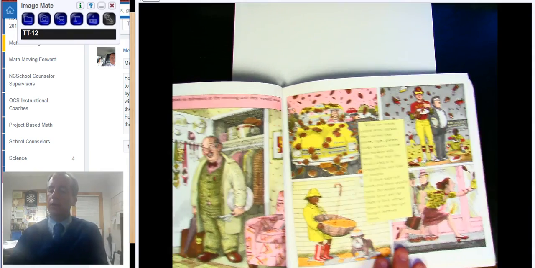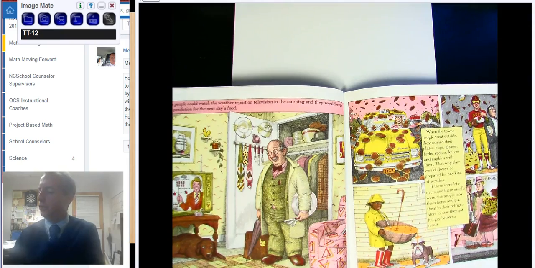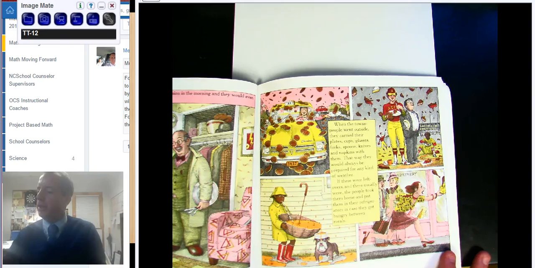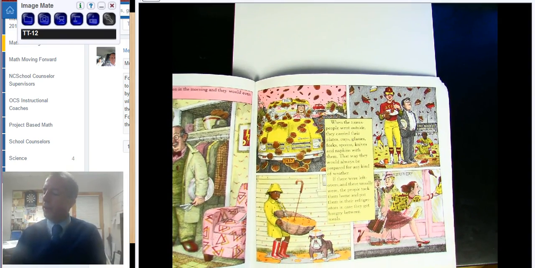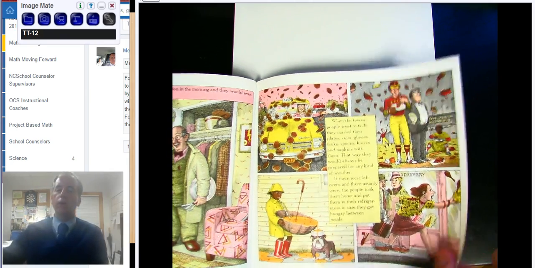The people could watch the weather report on television in the morning, and they would hear a prediction for the next day's food. When the townspeople went outside, they carried their plates, cups, glasses, forks, spoons, knives, and napkins with them, and that way they would always be prepared for any kind of weather. If there were leftovers, and there usually were, the people took them home and put them in their refrigerators just in case they got hungry between meals.